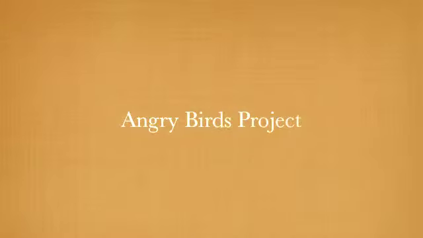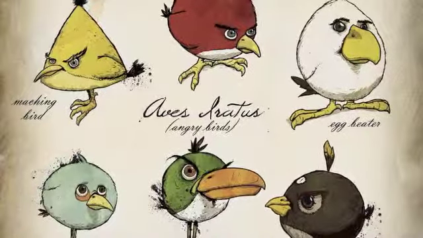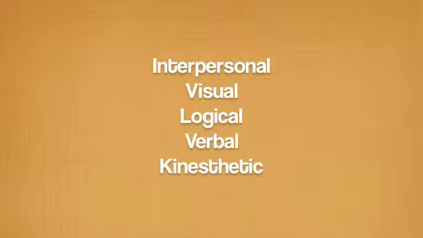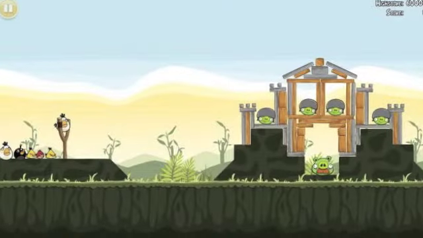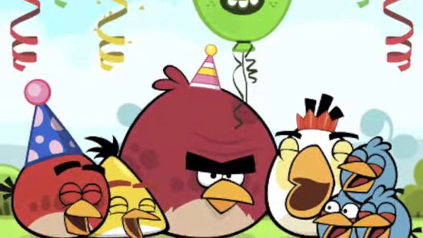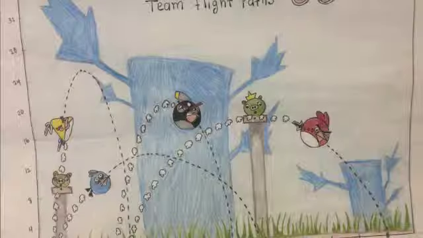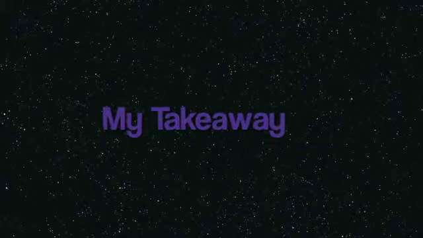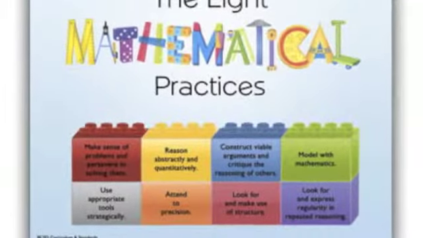In a final culminating project, students will complete the Angry Birds project. Students will use their interpersonal, visual, logical, verbal, and kinesthetic intelligences for this project. Students will apply their knowledge from the unit in a real-life application by showing the graphs of the trajectories of the birds.